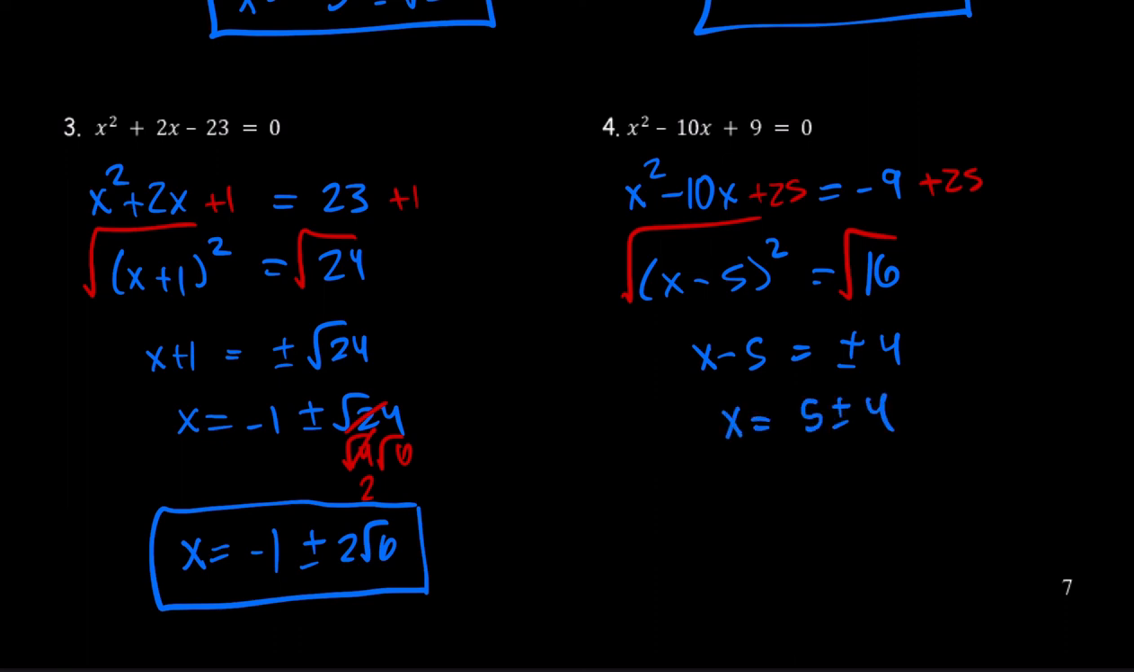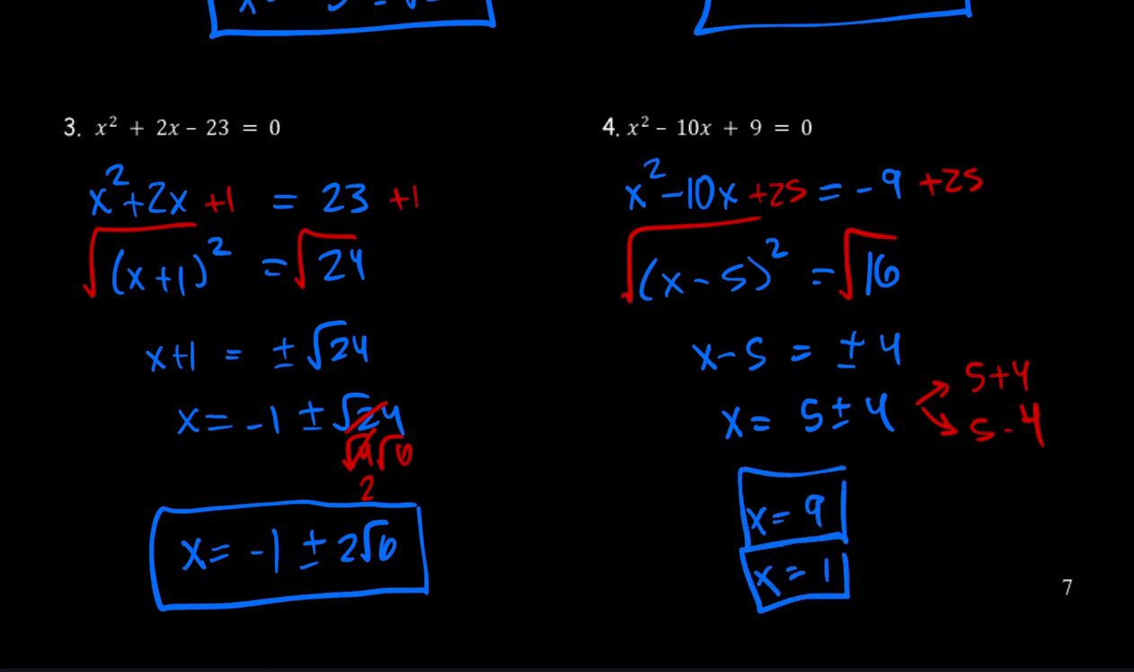But I'm not going to leave this as my answer. There's no radical over here, so I can actually combine these. Remember, this gives us 2 different roots. One of them is going to be 5 plus 4. The other one's going to be 5 minus 4. So x equals 9 and x equals 1.